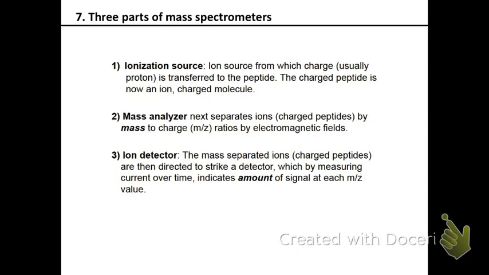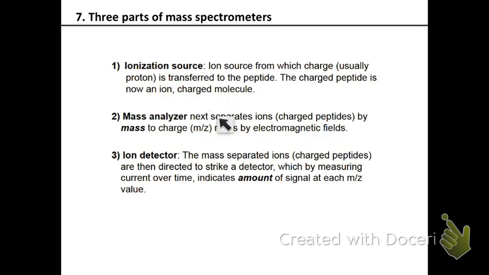What is mass spectrometry? It uses an instrument called a mass spectrometer, and these are made up of 3 components. One is an ionization source. So what it does is it takes peptides, right? Peptides are long chains of amino acids. And you prepare these peptides so that they don't have charges normally. And then you use this ionization source to transfer a charge, a proton, to the peptide. So the charged peptide is now called an ion because it's a charged molecule.